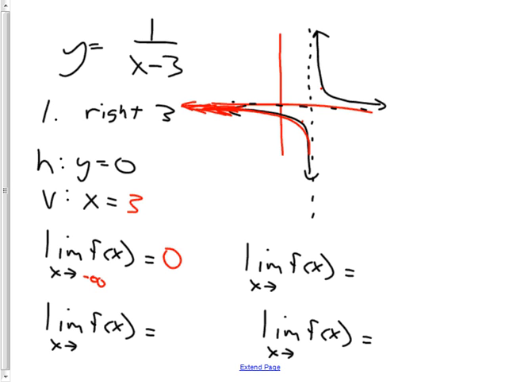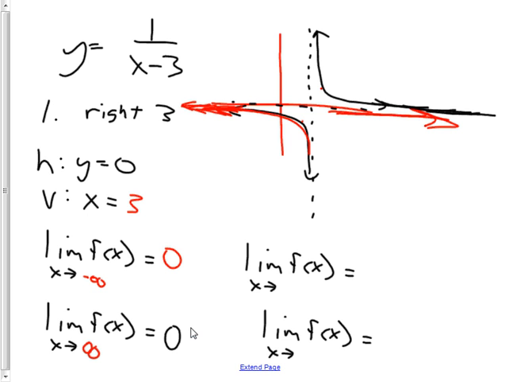Okay, next I'm going to go to the right side at positive infinity. That means I'm heading way this way. I go way that way. Where does my graph get closer and closer to? It's closer and closer to 0.